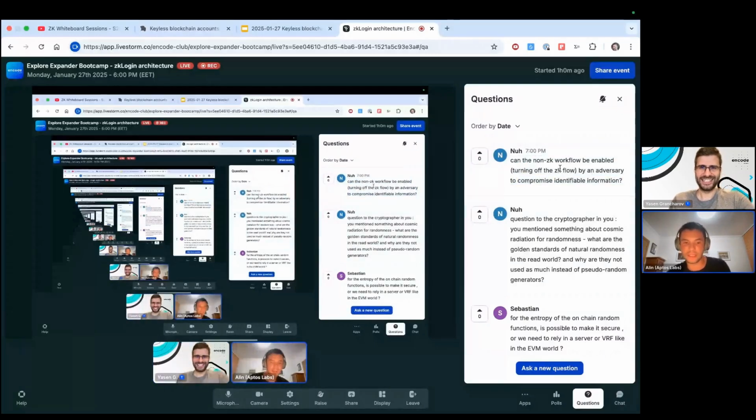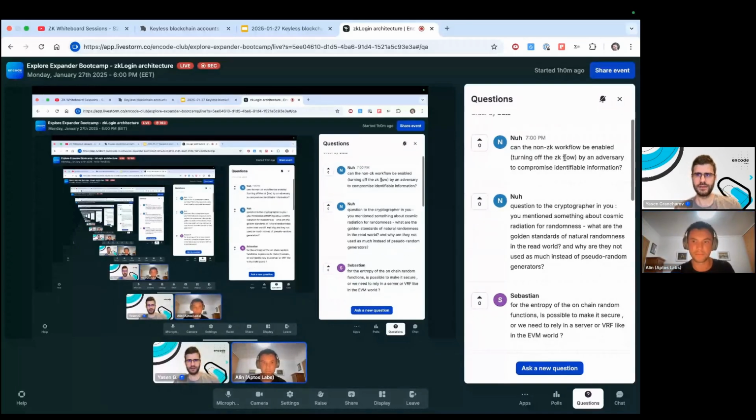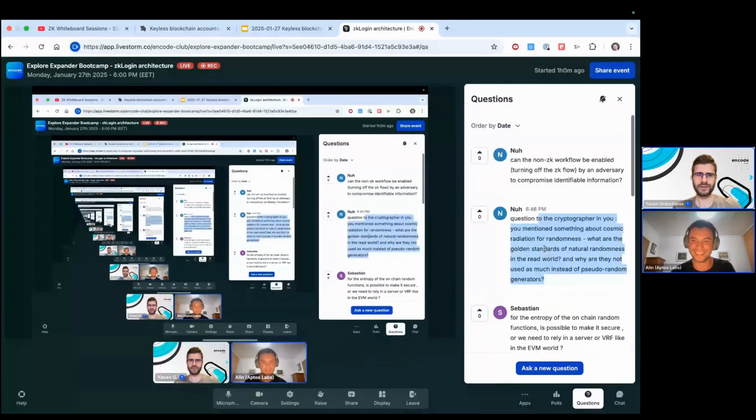Not by an adversary. In our deployment, the rule is you have to pass a governance proposal to enable the non-ZK flow. So to the extent that the adversary controls enough stake in the system, it could do that. But that's kind of a reasonable assumption, I think. So no, it cannot be turned on by a reasonable adversary. Okay, and I did answer this one. Yeah, this one we already covered.